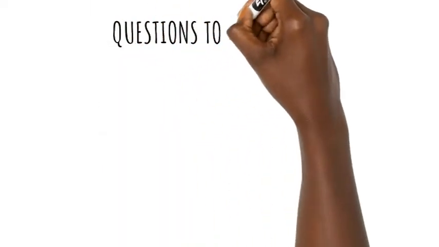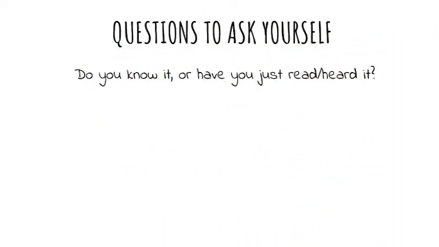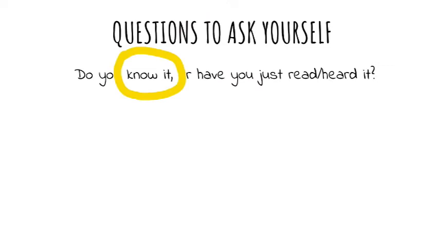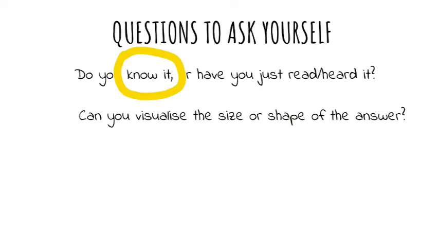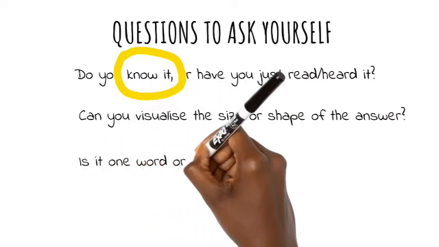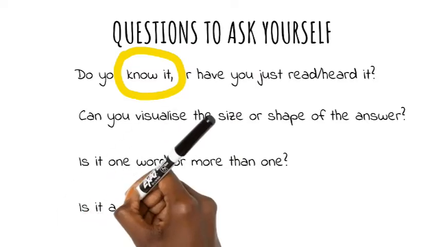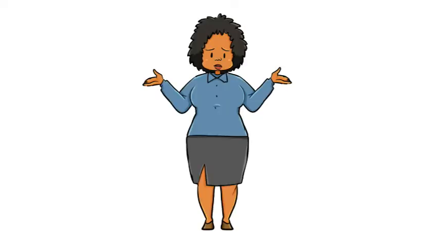Start by asking yourself some questions. Do you know this answer, or have you just read about it or heard about it? Focus on the ones you know. Can you visualize the word or words in the answer? Having some idea of the size or shape may help you down the line. Is it one word or more than one? Again, useful if you're thinking of a name. And is it a common word or an unusual word? These are fundamentals that will stand you in good stead down the line.